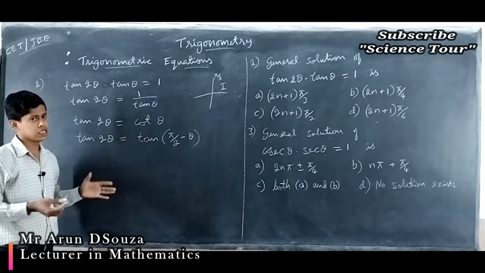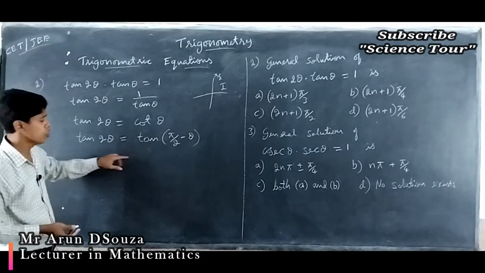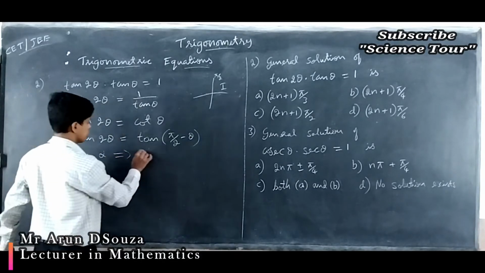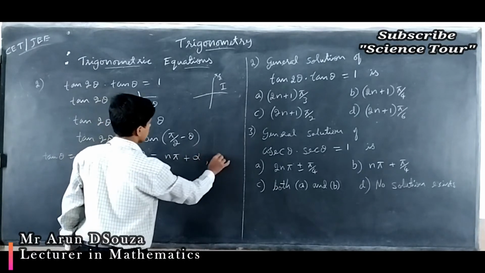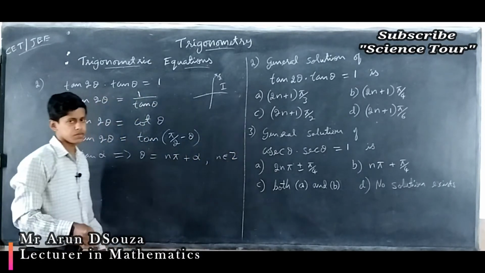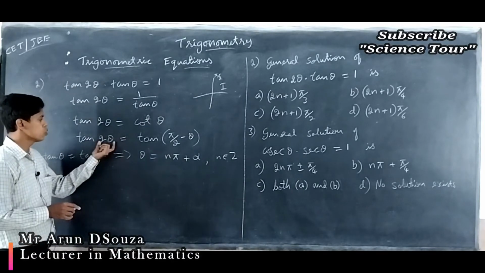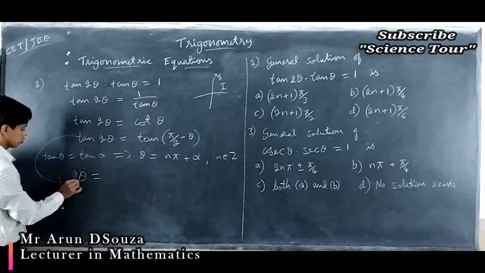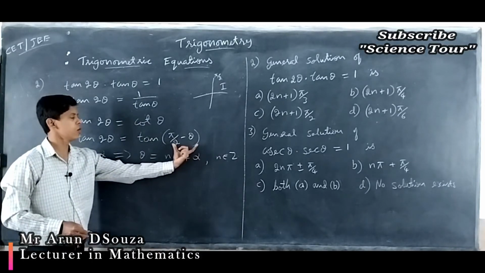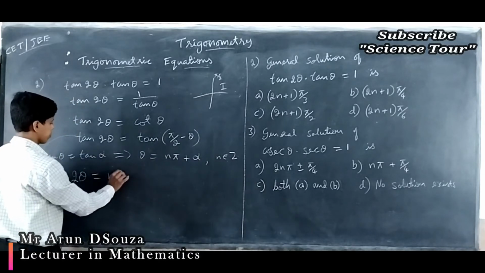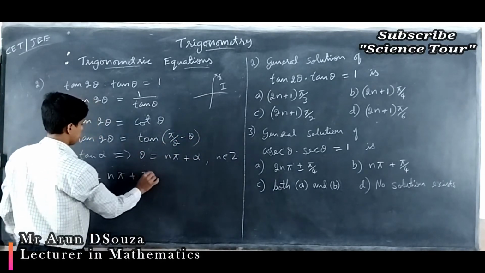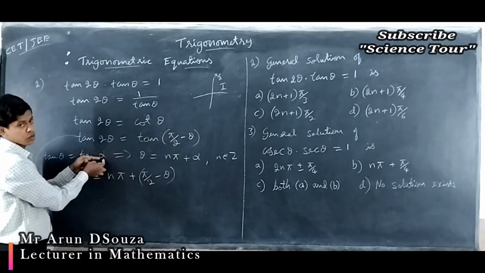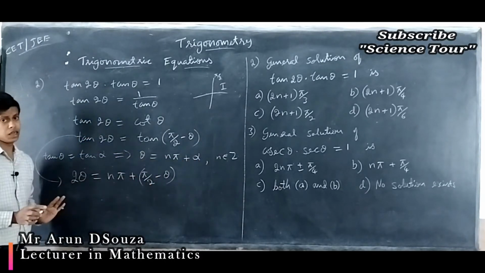Now did you get tan on both sides? Yes. So this is of the form tan theta equal to tan alpha. If you have tan theta equal to tan alpha, what is the solution? Theta is equal to n pi plus alpha, and n belongs to Z. Now you have got 2 theta in place of theta. So 2 theta is equal to n pi plus alpha, where in place of alpha I have got pi by 2 minus theta. So in place of theta I have got 2 theta, in place of alpha I have got pi by 2 minus theta. Theta and alpha must be written similarly.